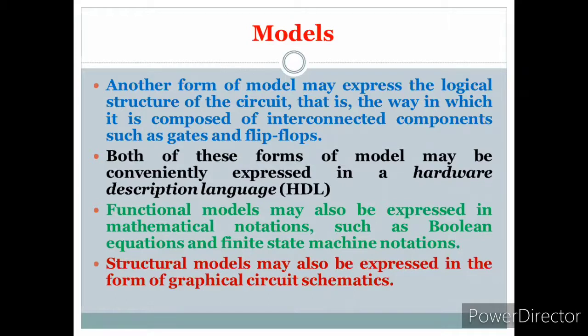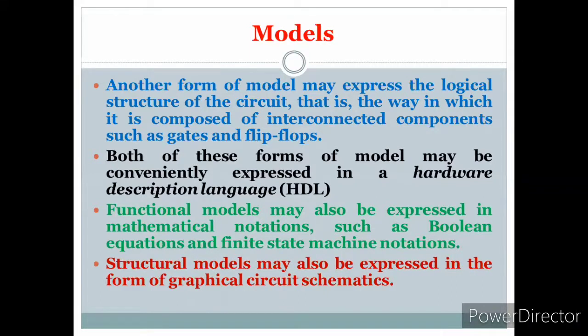As I said, all this can be done with the help of a certain language, and we name that hardware description language, HDL. Already we have seen it in our system. Okay, one of the languages we already studied. So here, the model keeps on changing.